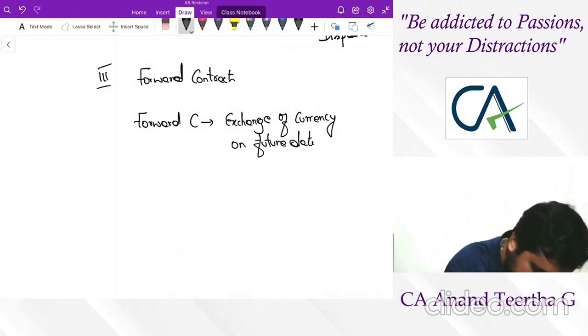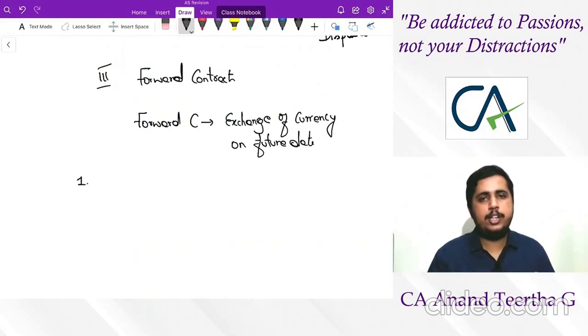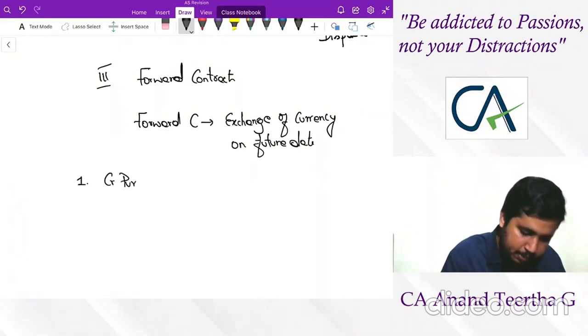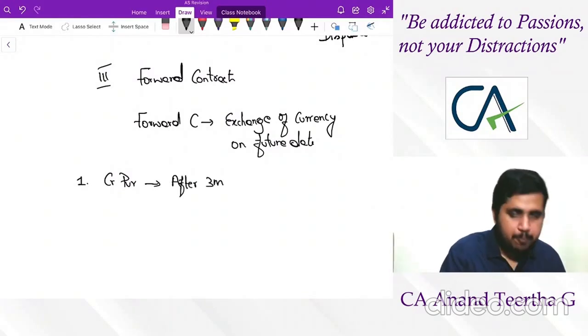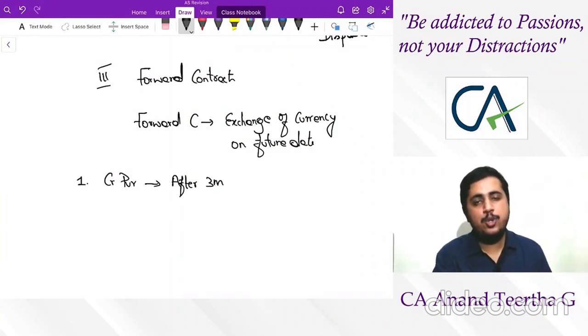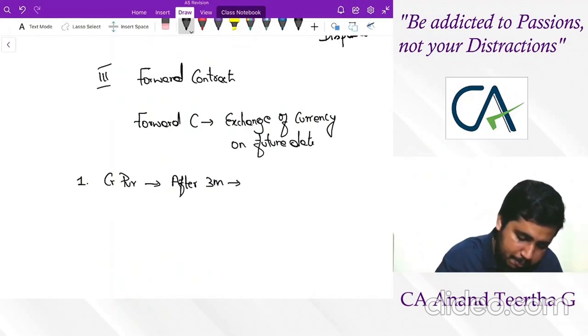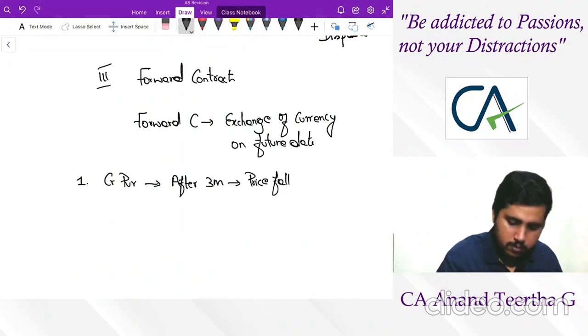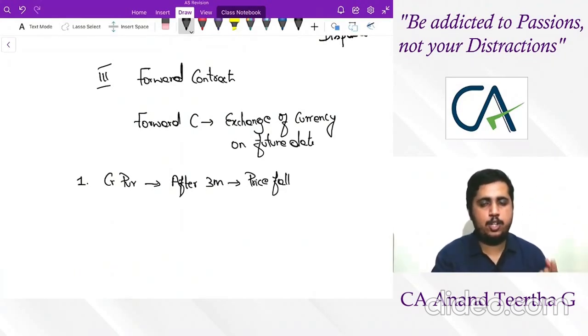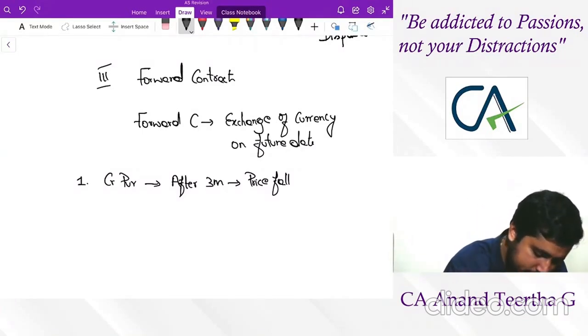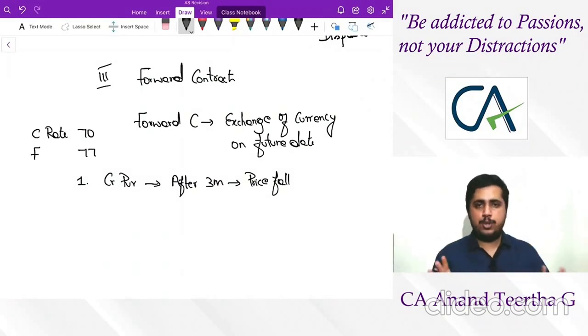The first example is, say you made a credit purchase, and payment is arising after 3 months. And you have news saying that the price might fall. So your reporting currency, your main currency, is going to fall in future. For example, the current rate is 70 rupees, and in future it might be 77, assumption. Sitting now, I made a small calculation by myself and I am coming to a conclusion that it may turn into 77 rupees.